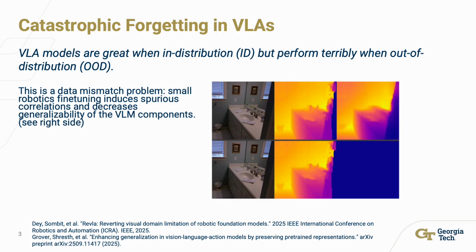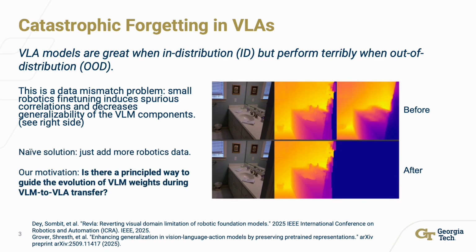For example, a DINOv2 vision encoder taken from before and after the action fine-tuning process loses its ability to predict depth within the input image. While scaling robotics data is a common solution, in this paper we explore whether there is a principled way to guide the evolution of VLM weights during the VLM to VLA transfer.